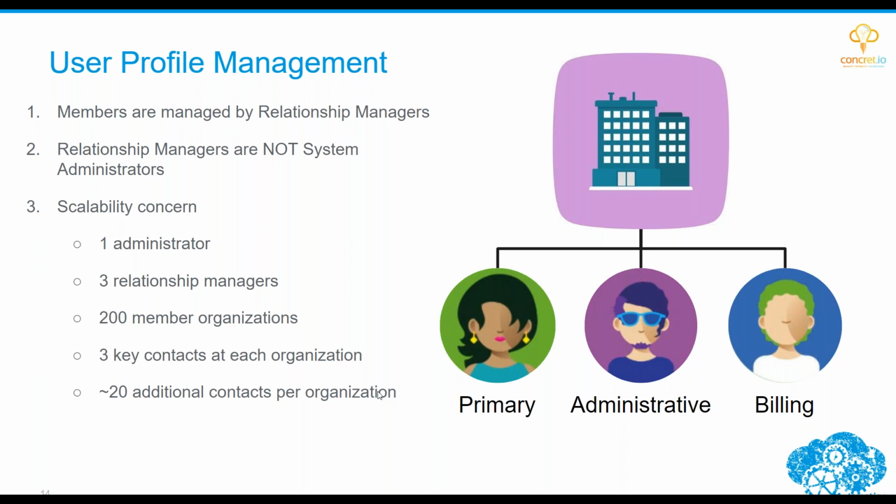They have one administrator at Forefront. They have three relationship managers. They have about 200 member organizations and three key contacts at each of those organizations. They have about 20 additional contacts per organization on average that they also care about. Now, not all of these individuals would be self-registering on the website. They wouldn't all have the desire to do that, but say maybe they have a total of 10 contacts per organization between the key contacts and those additional contacts that care to register. That's about 2,000 users that they would need to be managing. In the grand scheme of things, that's not many users for a customer community, but it is more than a single administrator has the time to manually manage over the course of their days or weeks.